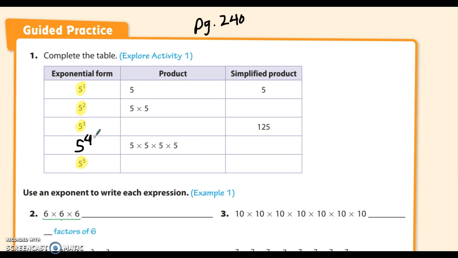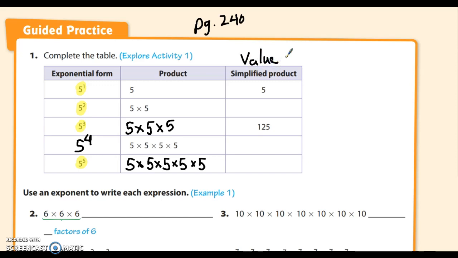The first line, 5 to the first power means 1 5. 5 to the second power means 2 5s. 5 to the third power means 3 5s. And we're looking for 5 to the fifth power. That's going to be 5 5s. And now the simplified product is just the value. In other words, I almost would have preferred that they use the word value. Over here, we're going to find the value.